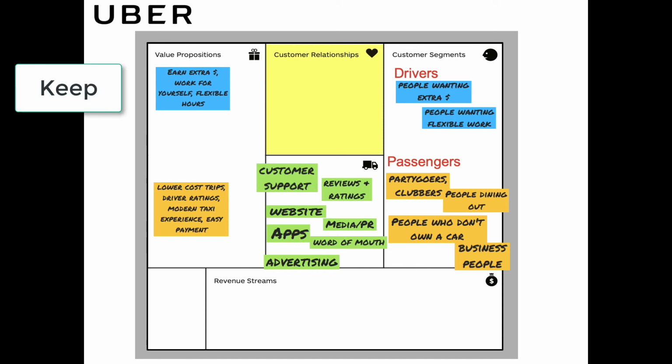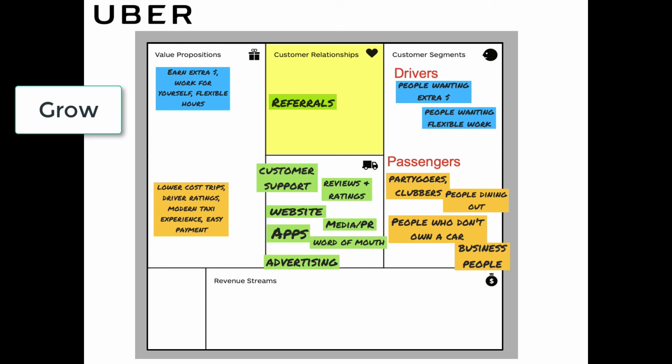Key keep strategies are a referral system that they have, which is also key to their grow, and their customer support. So this is where they maintain the relationship with their customers. And then their key grow strategies are, as I mentioned, the referral. And a new strategy that they've recently employed in the last year or two is the ability for drivers to actually earn tips, which is a way of drivers being able to upsell based on the service that they provide.